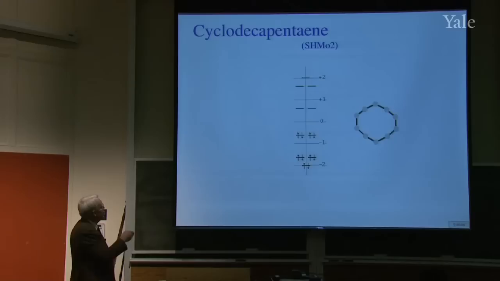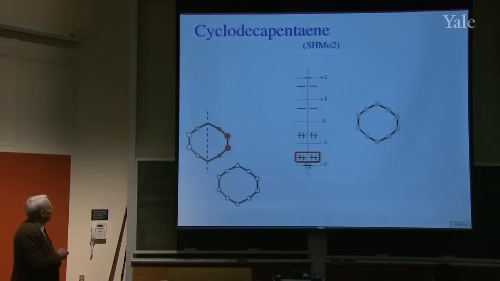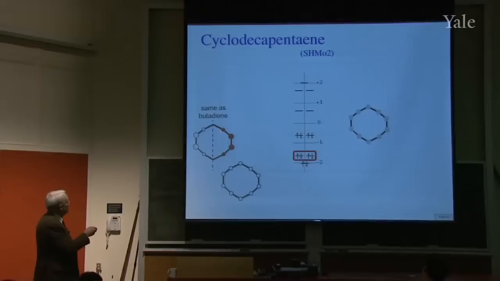Here are the structures, here are energies, and now here's the lowest one, same as you go all around. The next ones have a node here, right? That is two nodes as you go around the periphery.